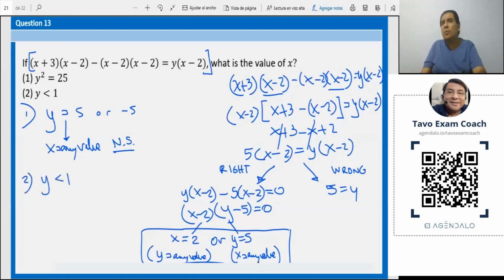And now, number 2. If y is less than 1, clearly y is different from 5. A number less than 1 can never take the value of 5. But if y is not 5, that means that x should be 2. Because if y is different from 5, this factor y − 5 cannot be 0. This can be 0 only if y = 5. But since y cannot be 5, then it follows that the other factor must be 0, which implies that x = 2. So with this, it's sufficient.